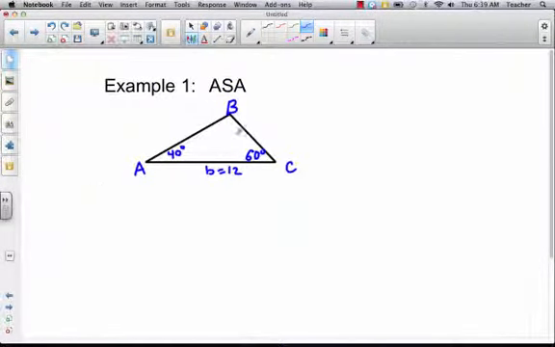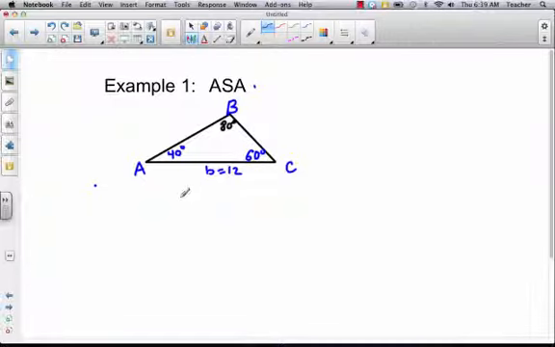Example 1. In this case, notice this is an angle-side case. We have angle A equal to 40 degrees, angle C equal to 60 degrees, and side B equal to 12. This immediately allows us to find the missing angle B, because if we have two angles of a triangle, we can always find the third. Since A is 40 and C is 60, that's 100, so B is going to be 80, and we'll fill that in.